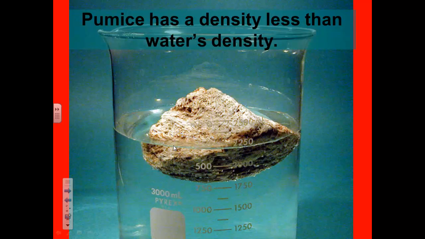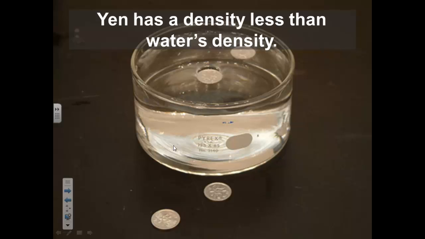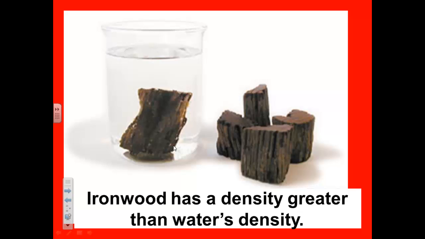A pumice stone has a density less than water's density, therefore it floats. Yen, or money, has a density less than water's density, therefore it floats. And ironwood has a density greater than water's density, as you can see, because it's sinking.